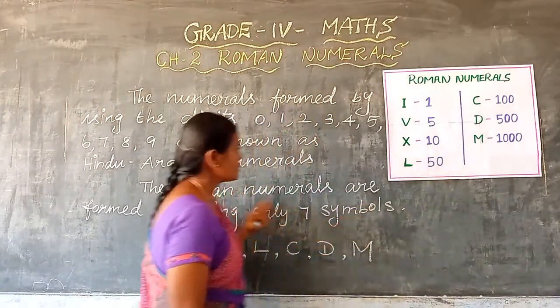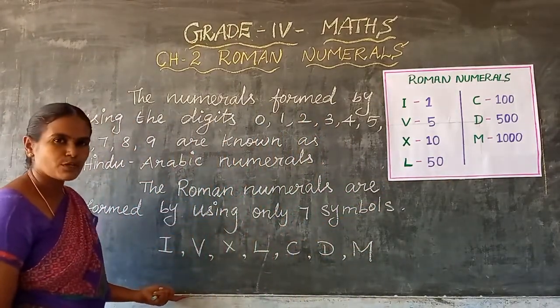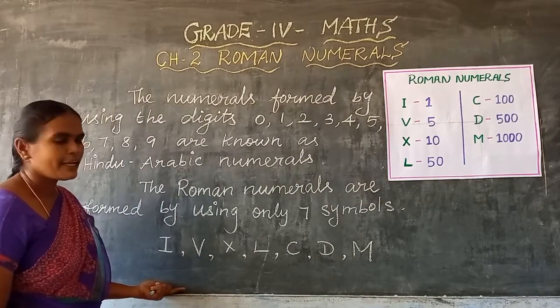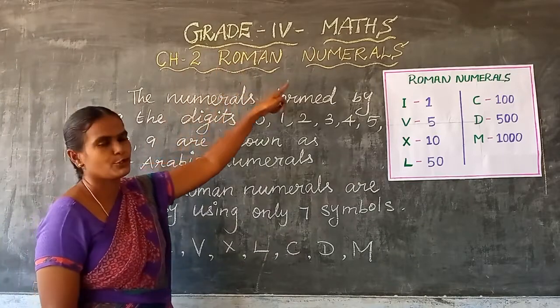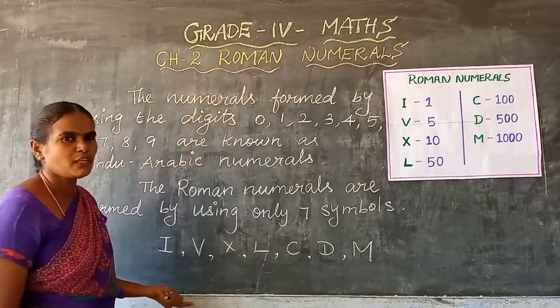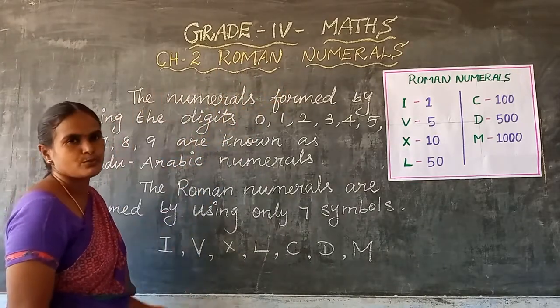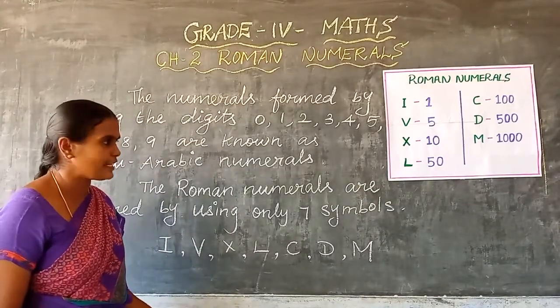Okay. So copy this one in your classwork note. Write neatly, and write the index: chapter 2 Roman numerals. Open a new page and write chapter 2. Okay. Write neatly.